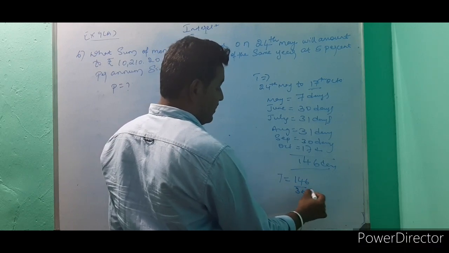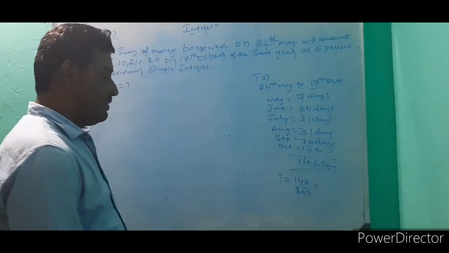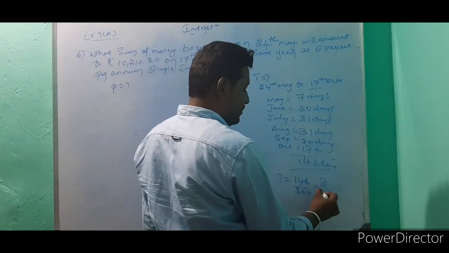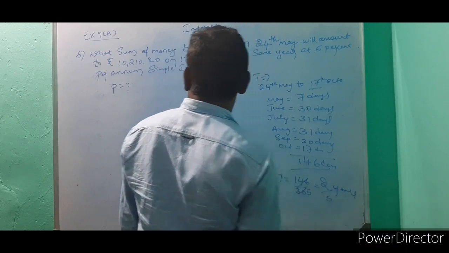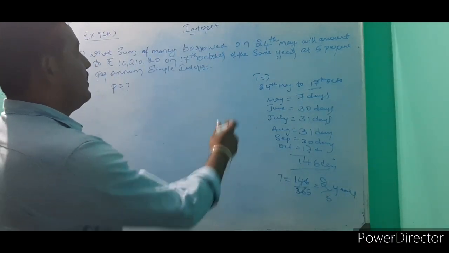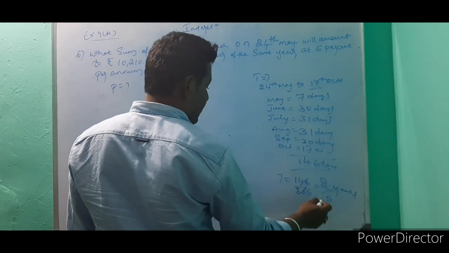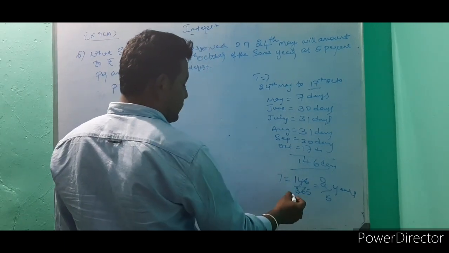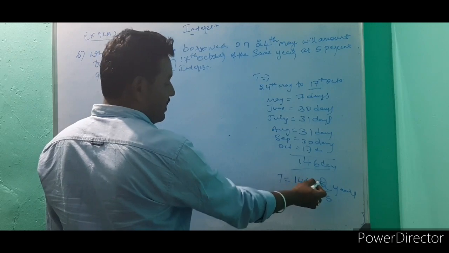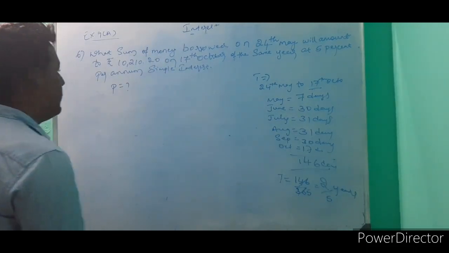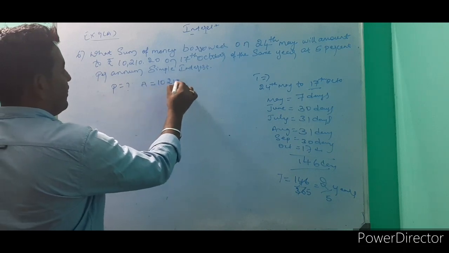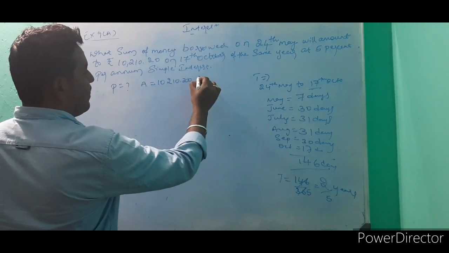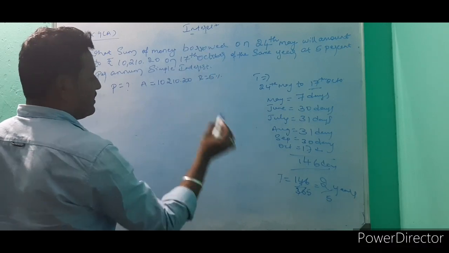So 146 by 365, you can cancel by 73. It goes by 2, and it goes by 5. So 2 by 5 years, because we want it in years. So that's why 2 by 5 years. You can divide by 73: 73 twos are 146, 73 fives are 365. So they have given the amount also, 10,210.2. Rate of percentage they have given is 5%.